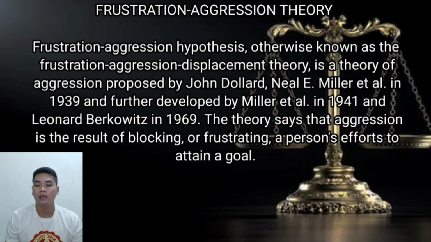Frustration-aggression theory. The frustration-aggression hypothesis, otherwise known as the frustration-aggression displacement theory, is a theory of aggression proposed by John Dollard and Neil E. Miller in 1939 and further developed by Miller in 1941 and Leonard Berkowitz in 1969. The theory says that aggression is the result of blocking or frustrating a person's effort to attain a goal.